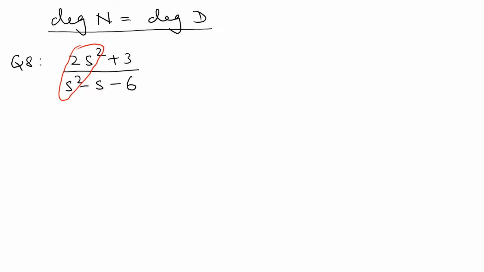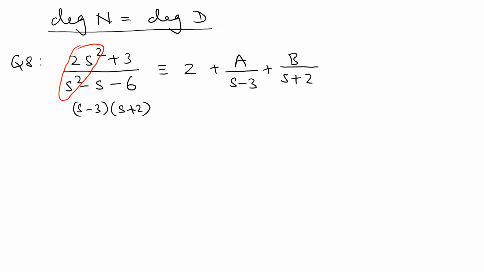So what happens when you do the long division is that you are going to get a 2. So we can start with that. We can say 2, that's what you get from the long division. And then the rest, as before, you know that the bottom you can factor as s minus 3 and s plus 2. It's the same thing. So it is A over s minus 3 plus B over s plus 2. So that's what you get.